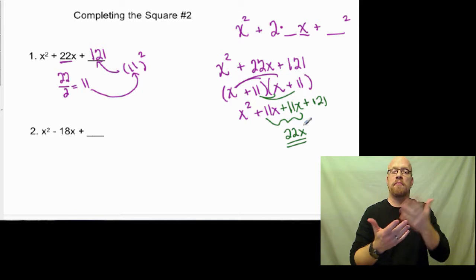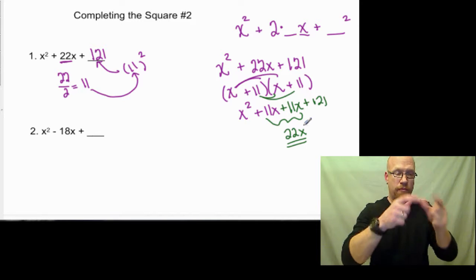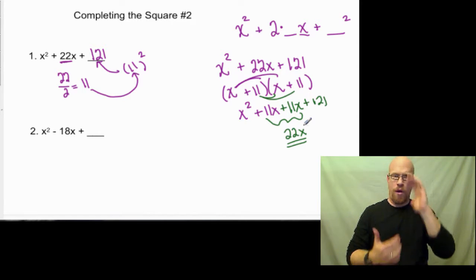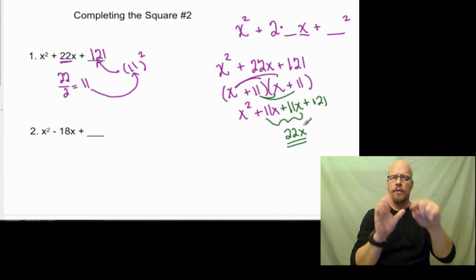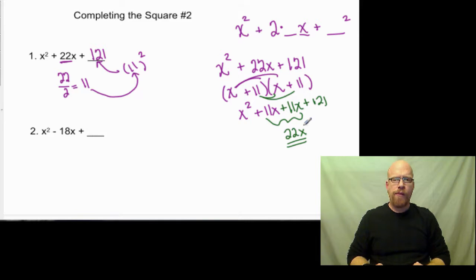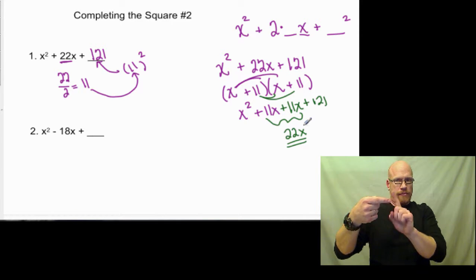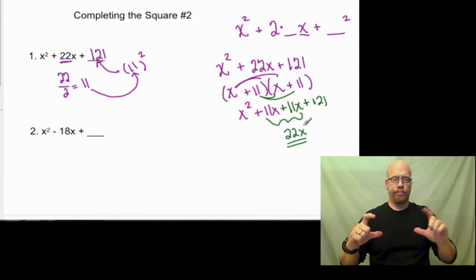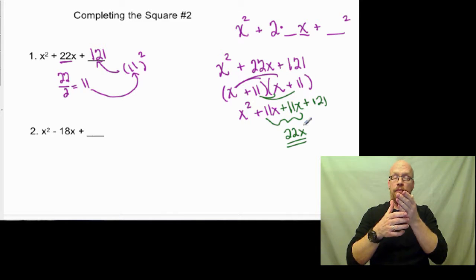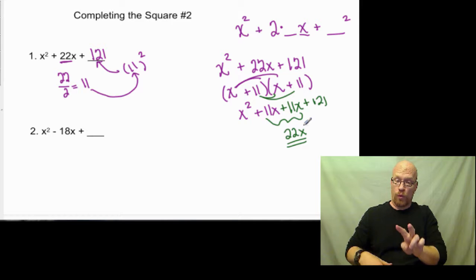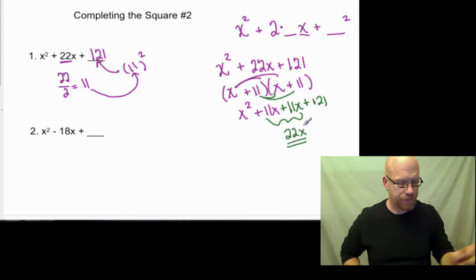So now this is proof. 11x plus 11x is 22x. And now we know how to complete the square. We'll do it again with number 2. x squared minus 18x. Because of the negative 18x, that means we're going to have a negative in our parentheses. 18 divided by 2 is negative 9.